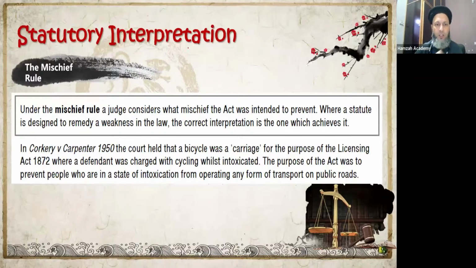Under the mischief rule, a judge considers what mischief the act was intended to prevent. Where a statute is designed to remedy a weakness in law, the correct interpretation is the one which achieves it. Now, in Corkery versus Carpenter 1950, the court held that a bicycle was a carriage. Again, you see the word carriage is in inverted commas. In the law, the word was written as carriage.